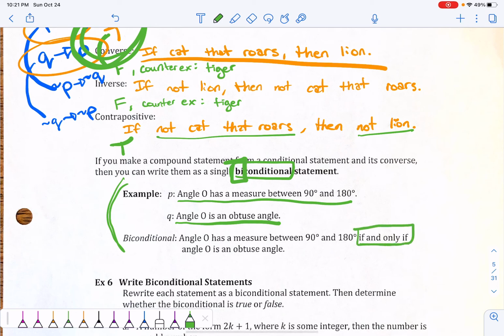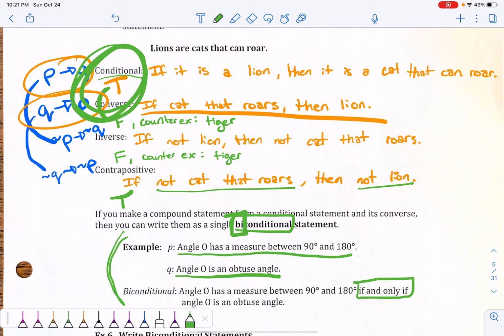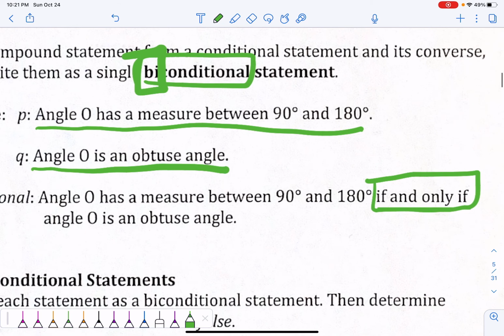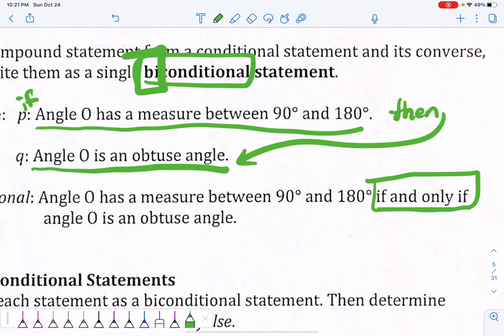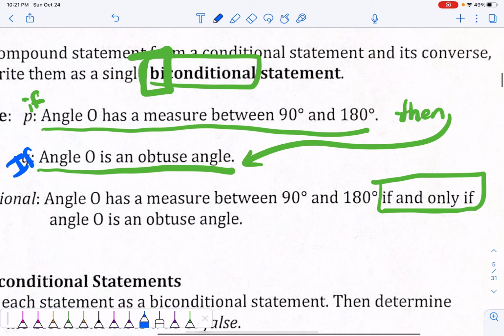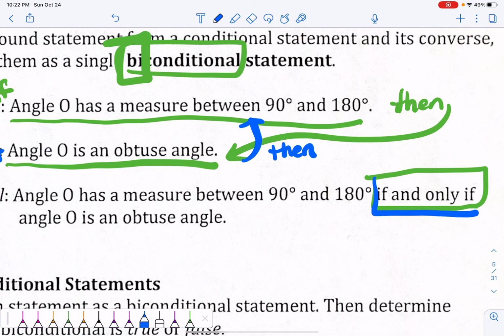And what that does is that does the regular conditional and the converse all at the same shot. Okay, this says angle O has a measure between 90 and 180. I'll say if angle O has a measure between 90 and 180, then angle O is an obtuse angle. And it also says if angle O is an obtuse angle, then it has a measure between 90 and 180. It's doing both of those things at the same time, and it's using the words if and only if to separate them.